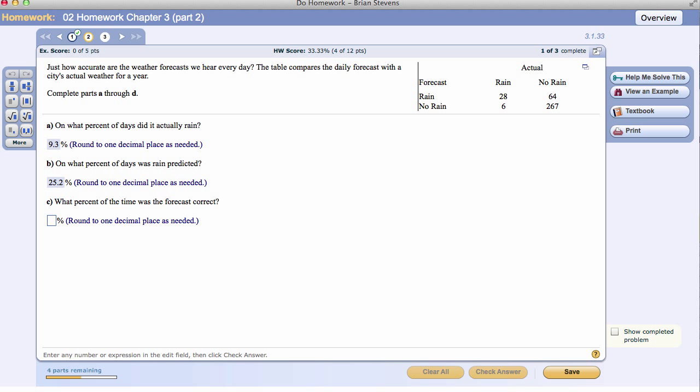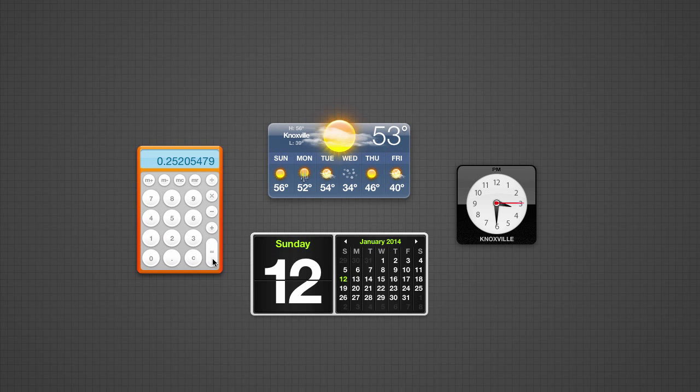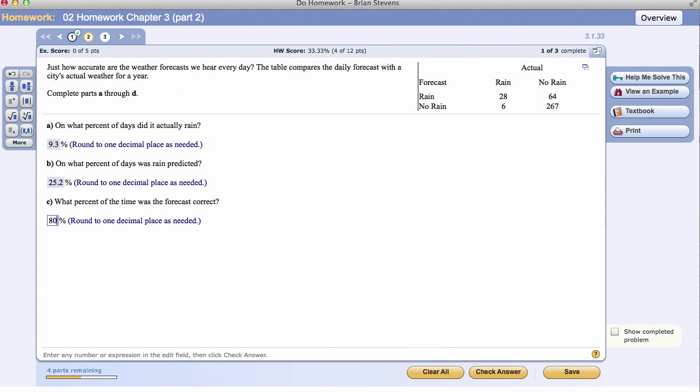What percent of the time was the forecast correct? Now only on the days when it actually rained and rain was forecasted was it correct, or on the days where it did not rain and rain was not forecasted. So that'd be 28 days were right because they predicted rain, and it actually rained. And then the 267 days is right because they forecasted no rain and it did not actually rain. 28 and 267, let's add them up and then divide by 365. 80.8% of the time they were correct.